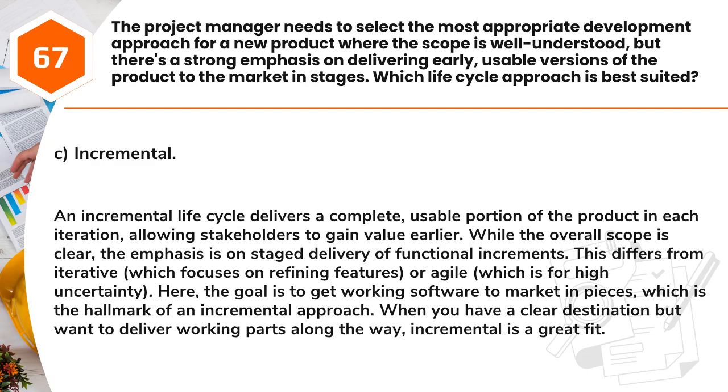Answer: C. Incremental. An incremental life cycle delivers a complete, usable portion of the product in each iteration, allowing stakeholders to gain value earlier. While the overall scope is clear, the emphasis is on staged delivery of functional increments. This differs from iterative, which focuses on refining features, or agile, which is for high uncertainty. Here, the goal is to get working software to market in pieces, which is the hallmark of an incremental approach. When you have a clear destination but want to deliver working parts along the way, incremental is a great fit.